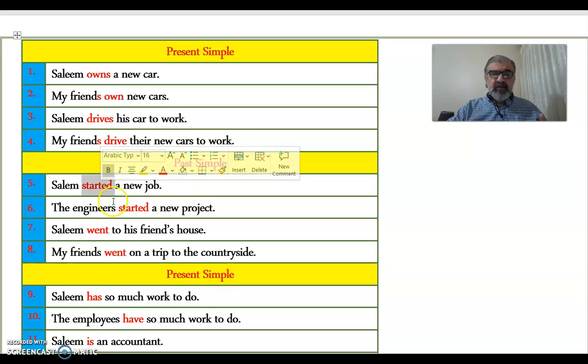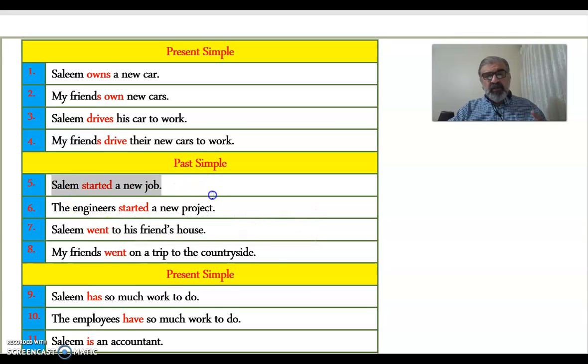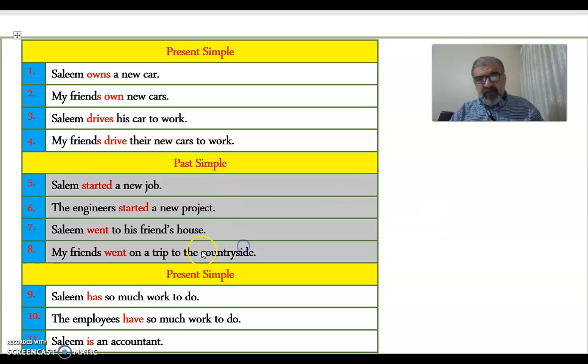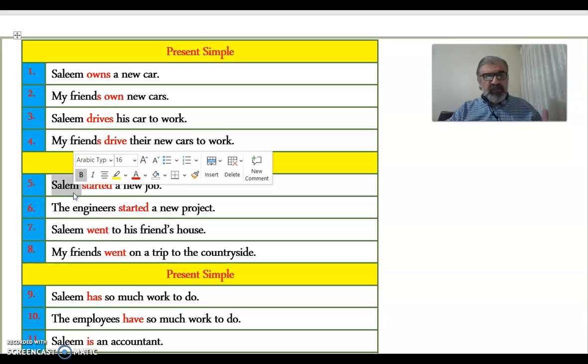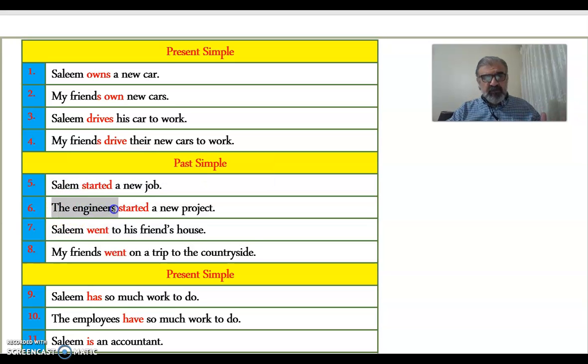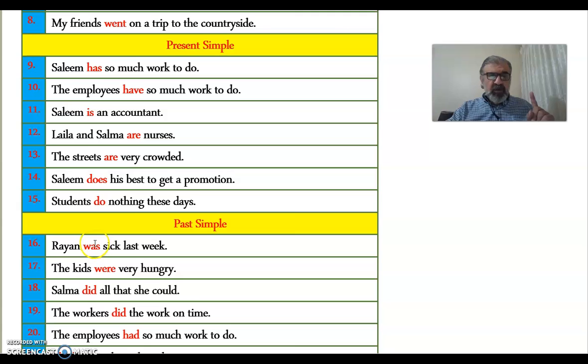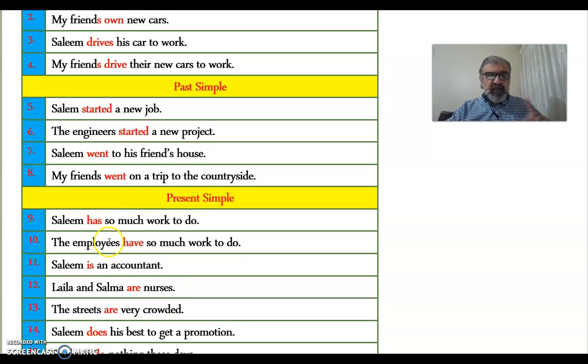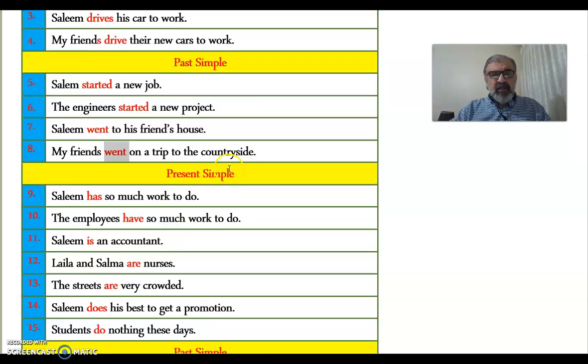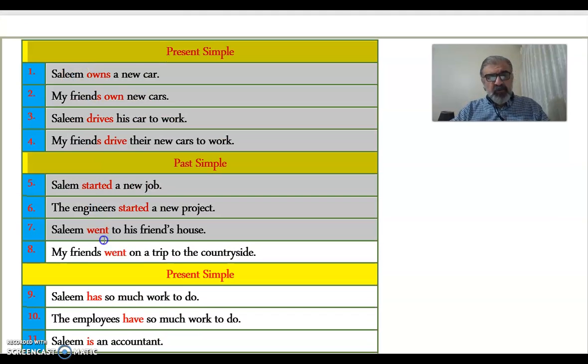Salim started, went, and went. Again, if you remember, we said with regard to these verbs, it doesn't matter whether we start with a singular or a plural subject. Only in the case of was and were. Other than that, when it comes to the past simple verb 2, all verbs are the same. They all go with singular or plural subjects. Went. Now, in these sentences we have used only main verbs.